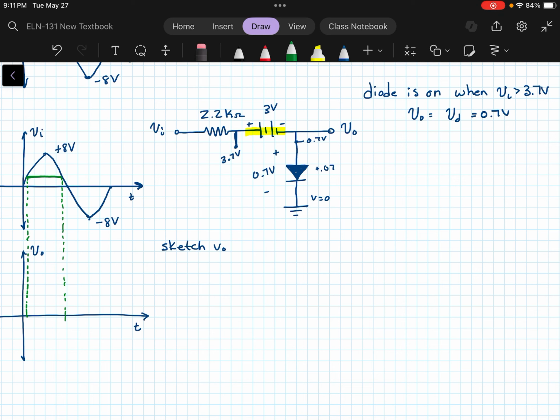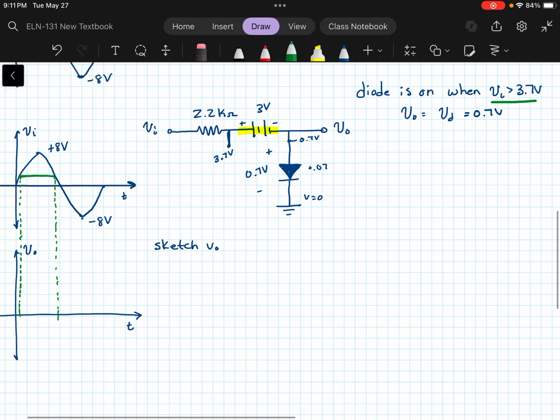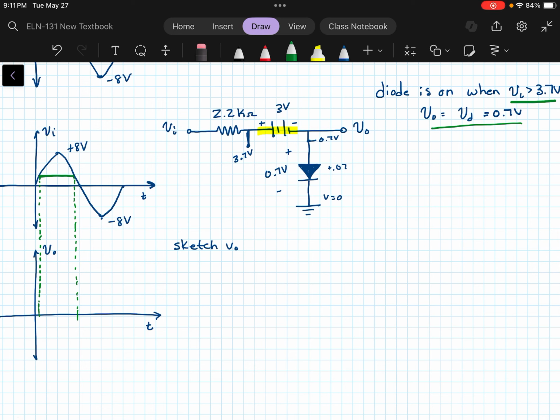Now remember what I set up here is that when V in is greater than 3.7, V out is 0.7. So that actually shifts this portion down here to 0.7 volts. That's going to be where that is limited on that side.